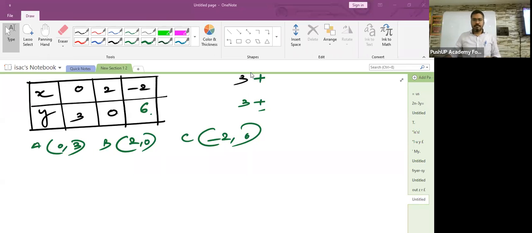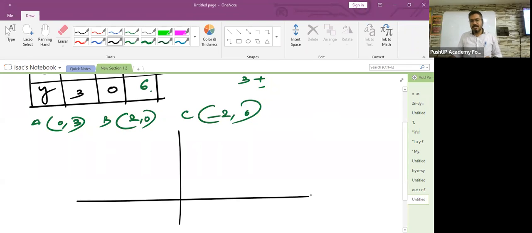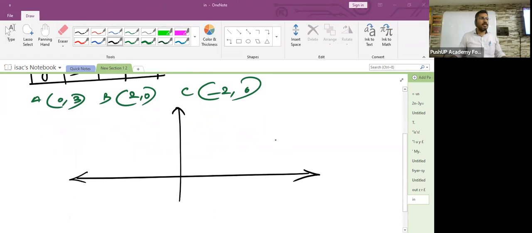Let's start. Children, let's do the graph of this equation. Do it, children. If you want my assistance, I can give you. Try to do it on your own. Okay, without my help. So the first point is 0, 3, isn't it? 0, 3. Namrata, it will come on which axis? 0, 3. X-axis or Y-axis? Namrata.